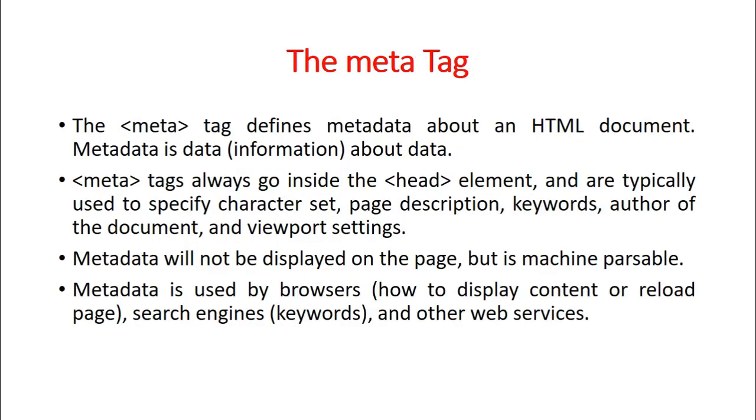Now one more thing that we need to use in this particular experiment is the meta tag of the HTML. Let us see what is this meta tag. The meta tag defines the metadata about an HTML document. That is, metadata is the information or the data about the data. Meta tags always go inside the head element and are typically used to specify the character set, page description, keywords, author of the document and the viewport settings.